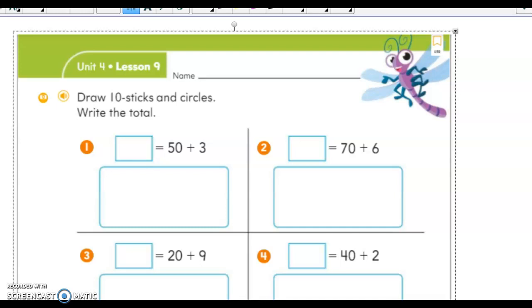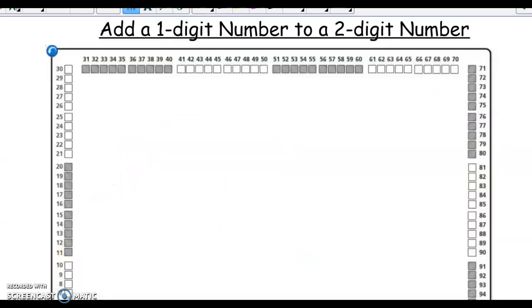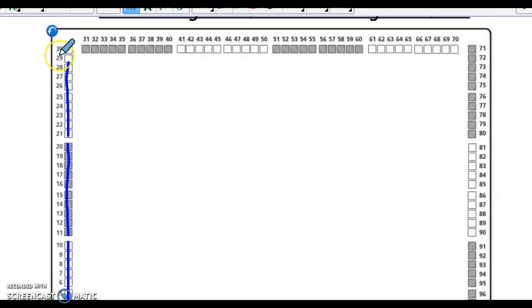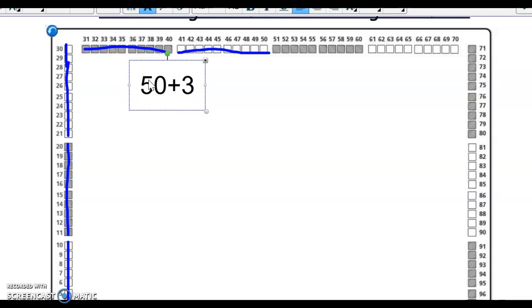I also want to show you how we can use our math board to figure this out. So we have 50 plus 3. Okay, if we have our math board, first we want to find 50. Okay, we're going to start from 1. It's important that we start from 1 and show all the way to 50. Okay, so we have 10, 20, 30. I apologize that I have to scroll every time. 30, 40, 50. Okay, so now our equation that we were working on was 50 plus 3 equals.